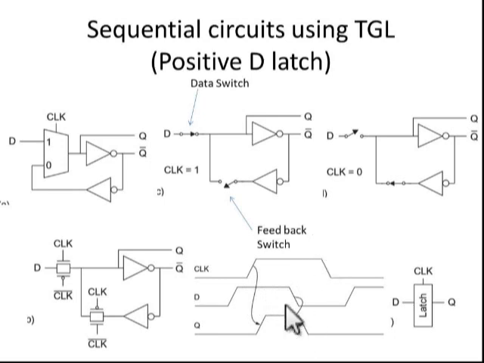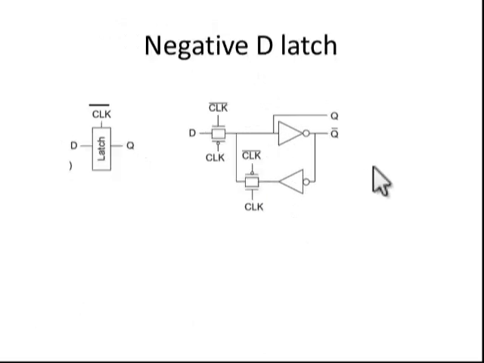Okay. Even if there is any unwanted glitches, the flip-flop gives the same glitches also. So this is the drawback in the D latch circuit. So this is a positive D latch. So next we will see the negative D latch.